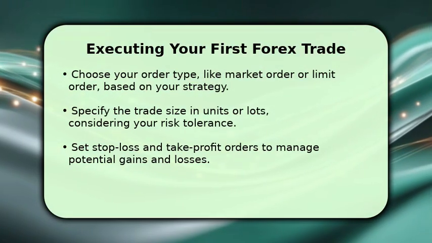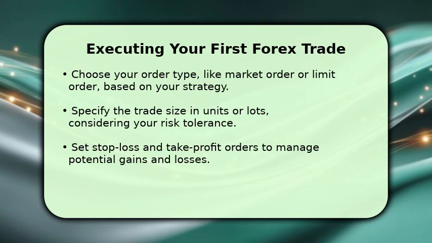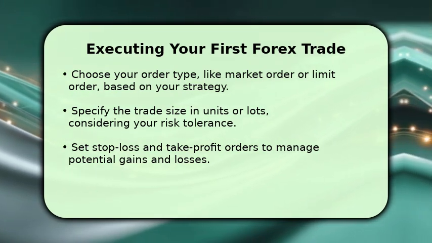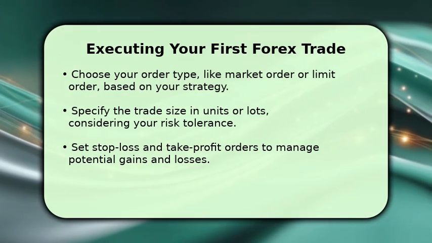Now, let's place a trade. First, decide on your order type. A market order executes immediately at the best available price, while a limit order allows you to specify a price.